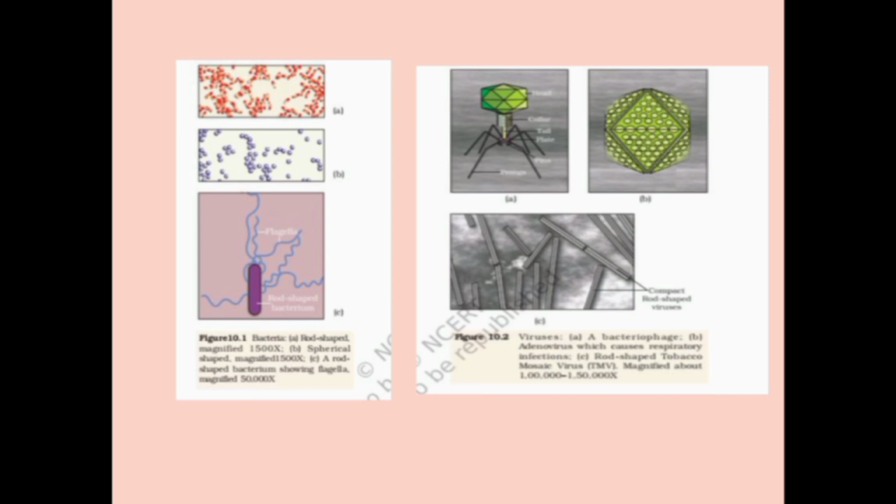Tobacco mosaic virus is a plant virus. It infects tobacco, tomatoes, potatoes, and other Solanaceae family members. It is an RNA virus. Viruses contain genetic material, whichever virus it may be, that is DNA or RNA, but never both are present in viruses.